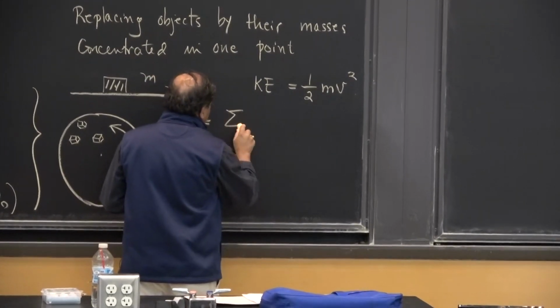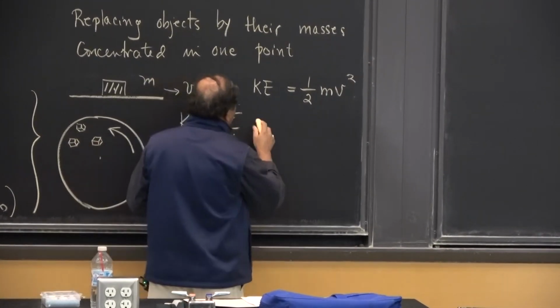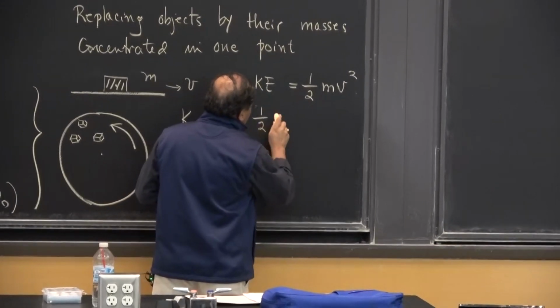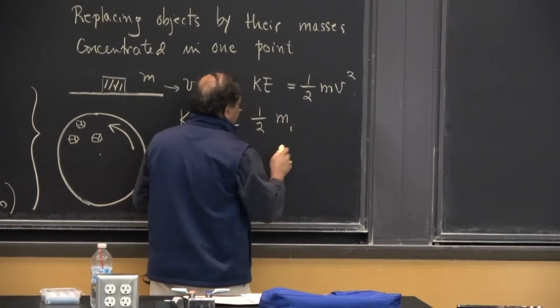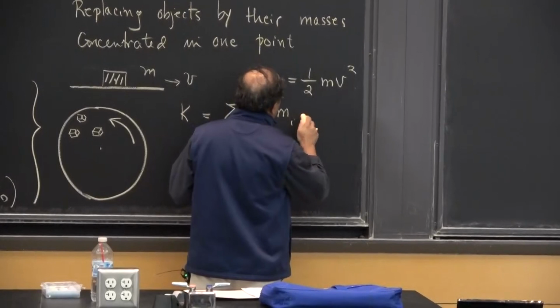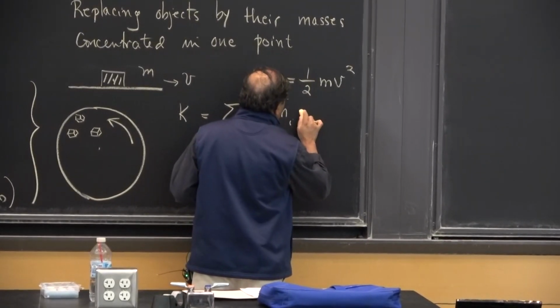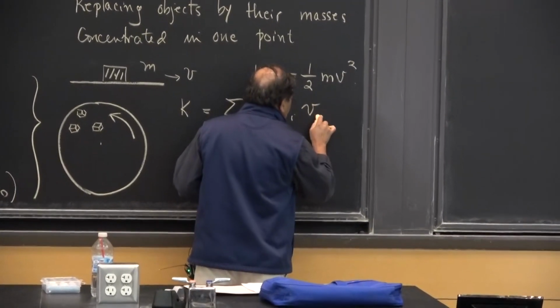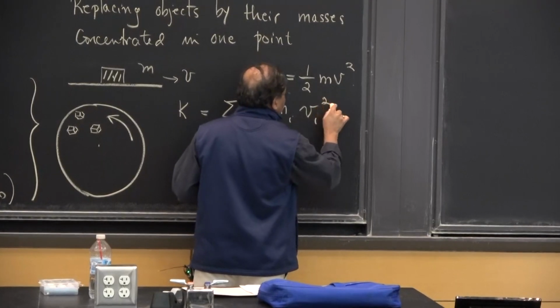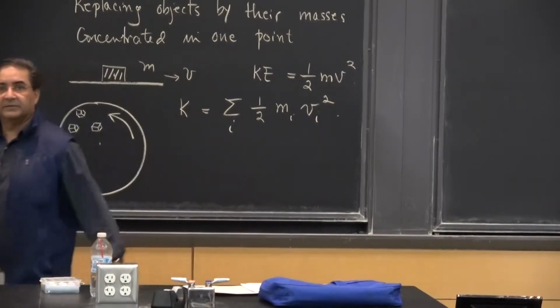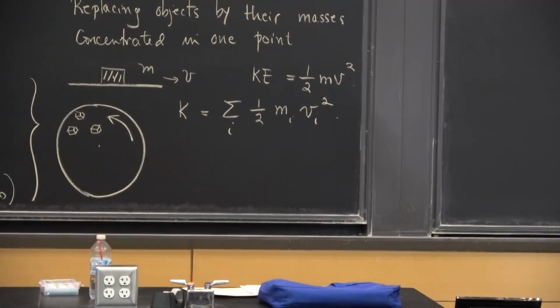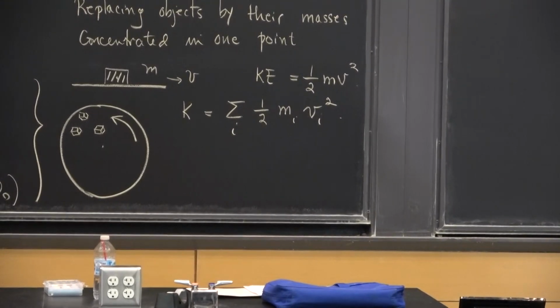So in other words, the kinetic energy of this wheel can be thought of as the sum over i, that means all these particles, of 1/2 m_i, the masses of each of these little cubes that we have, times the velocity of the cube squared, right? That's what it should be. Why not? Because that's the definition of kinetic energy.